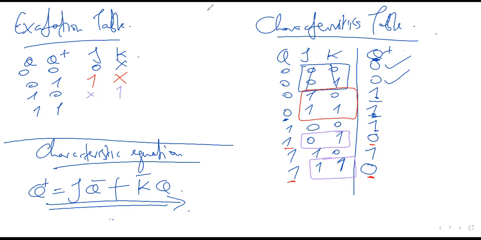Right, if I want to move 1 to 1, I have this in yellow, 1 to 1. I also have this, right? My K equals 0. My J, I don't care. And voila, we have the excitation table. And this is it with the JK flip-flop.